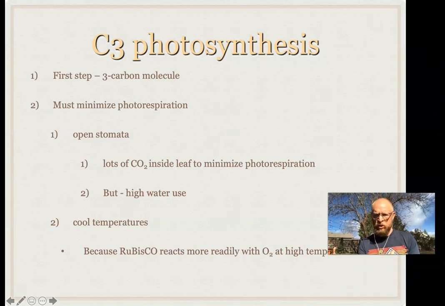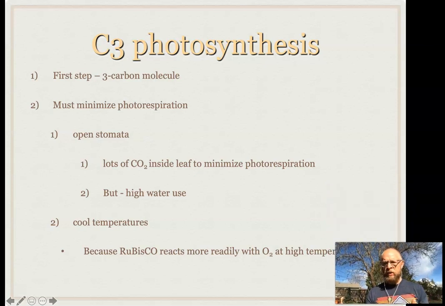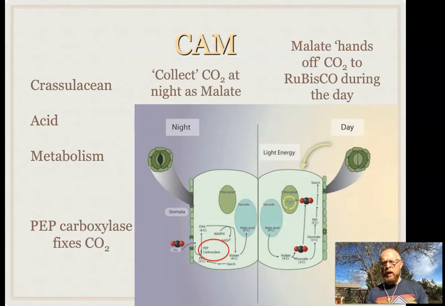Here, I'm going to move my image so you can see that bottom bullet point, because remember, Rubisco starts reacting more readily with oxygen the warmer it gets. So if plants are at cooler temperatures, that's also going to minimize photorespiration. But those two things, the high water use and the cool temperatures, limit where C3 plants can occur. And so we've already talked about C4 plants being adapted to warmer and drier conditions. And CAM plants likewise are also adapted to warmer and drier conditions.